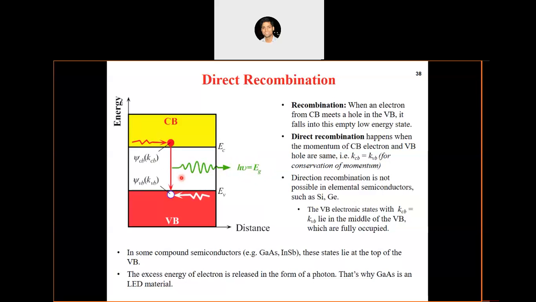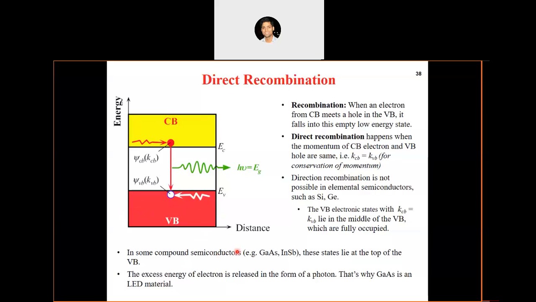This kind of direct recombination does not happen in elemental semiconductors. By elemental semiconductors, we mean silicon or germanium, where only one element is forming the semiconductor. In these elemental semiconductors, direct recombination is not possible. The reason is that the electronic states which satisfy kcb equal to kvb lie somewhere in the middle of the valence band, which are fully occupied. So there are no states which follow this momentum conservation and which are also empty. That is why direct recombination is not possible in elemental semiconductors.